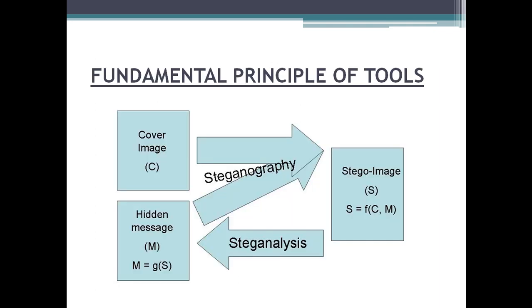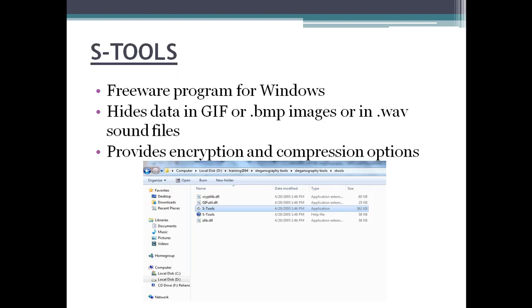Now this is the fundamental principle of the tools. Once you have the cover image, that is C, and once you have the hidden image, got it? Both of those are steganographed into the stego image. So the stego image is a function of the cover image as well as the hidden message, and then you can deduce the hidden message by using steganalysis.